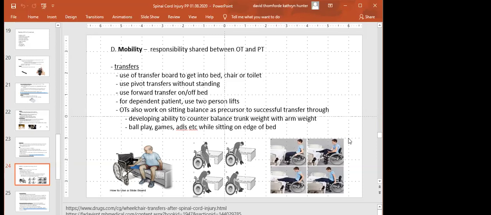We will have patients who have much more weakness in their arms, and none of these will be possible. And a person like that might need to be lifted, often with two people, or they might need some sort of mechanical lift, depending on what's available in the area. And just to mention that we as OTs also work on sitting balance, because any of these types of transfers will require sitting balance. We use different games, ball games, doing ADLs while sitting, other games.